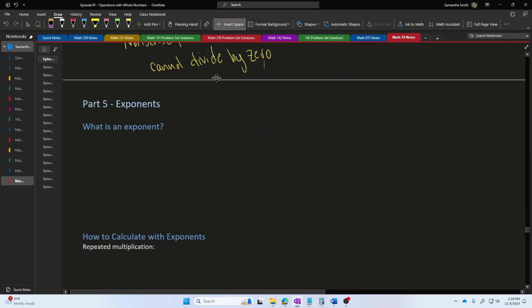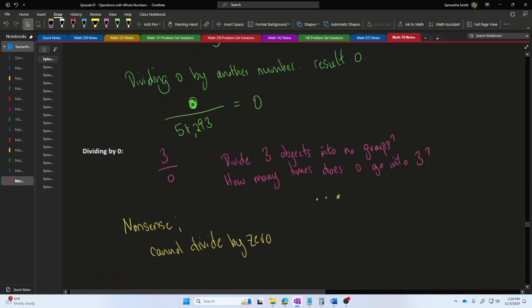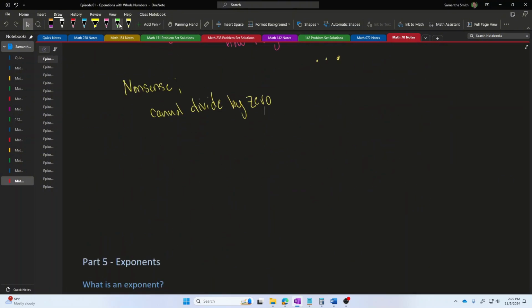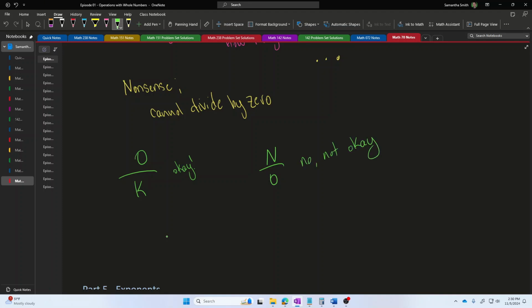So I have heard this particular phrase used to help students remember between 0 divided by 3 and 3 divided by 0. The phrase that I've heard is: it's okay to have 0 divided by some other number, but no, n over o, no, you cannot have some number divided by 0. It's okay to have 0 divided, but it's not okay to divide another number by 0.